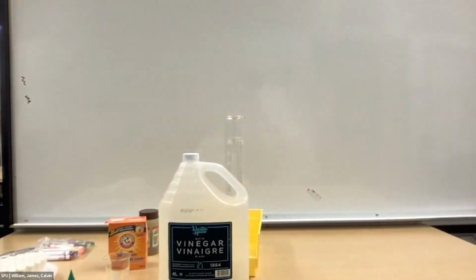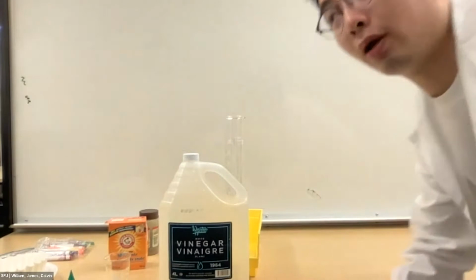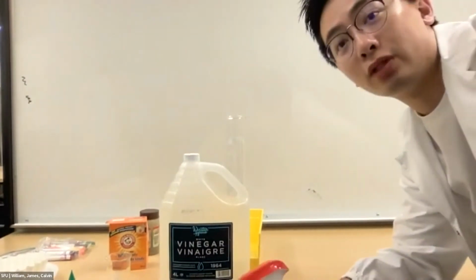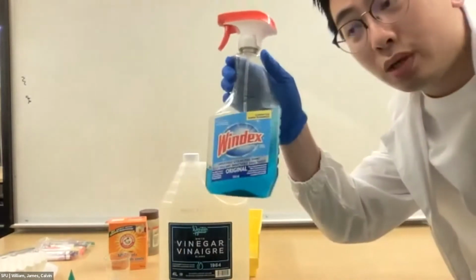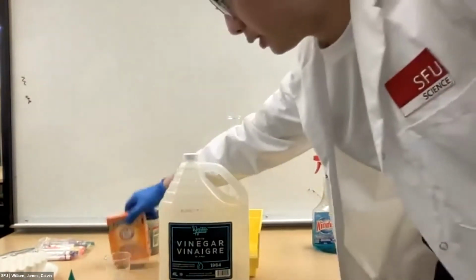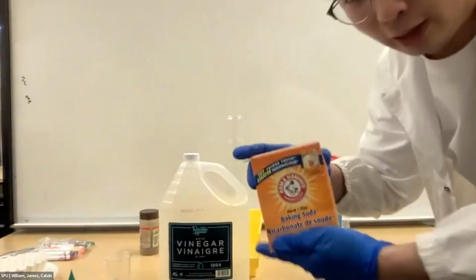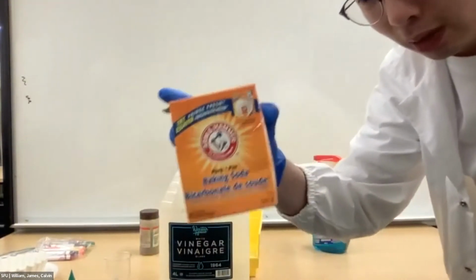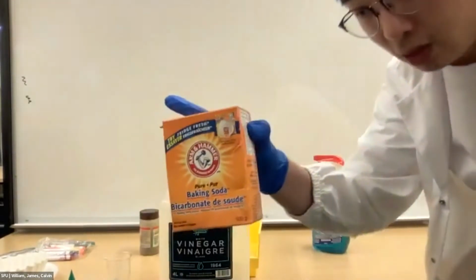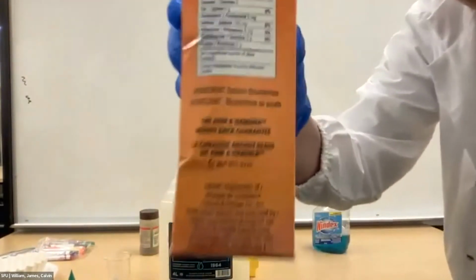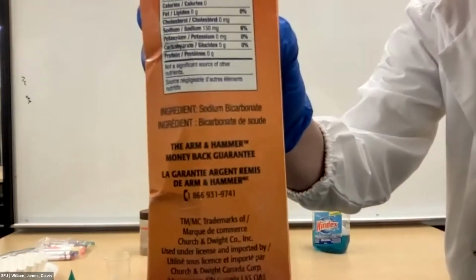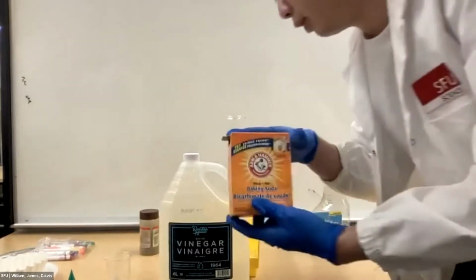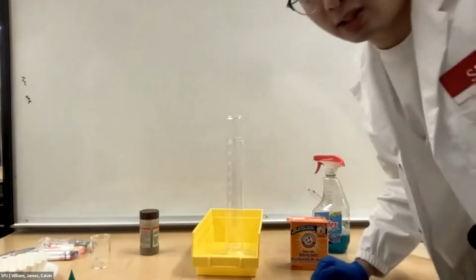We also have bases at home as well. One of the common things you can find at home that is considered a base would be soap, right? For example, bar soap is usually made out of sodium hydroxide, or in other products as well. You have Windex, or in this case, baking soda. The chemical name for baking soda is sodium bicarbonate. So we have our vinegar, which is the acetic acid, and then our baking soda, or sodium bicarbonate. Now, the question is, what will happen when we try and mix these things together?